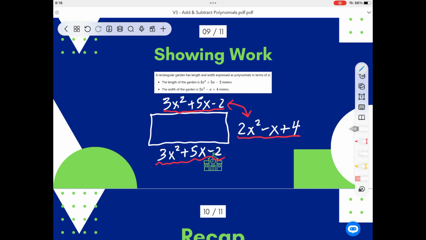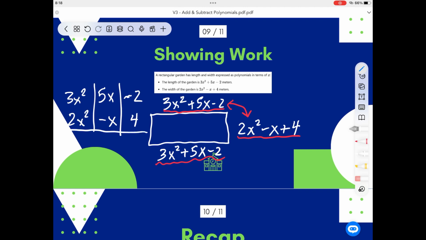And I'm going to add these together. So I have a 3x squared, a 5x, and a minus 2. And I'm adding that to 2x squared, a minus x, and a plus 4. So when I combine my like terms, I have 5x squared. 5x take away an x, that means take away 1x. That makes 4x total. And then negative 2 plus 4, that's like 4 take away 2. That's positive 2. So I end up with 5x squared plus 4x plus 2 for one length and one width.